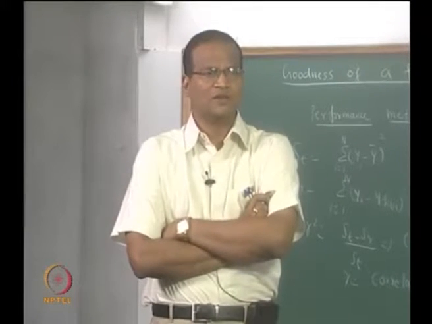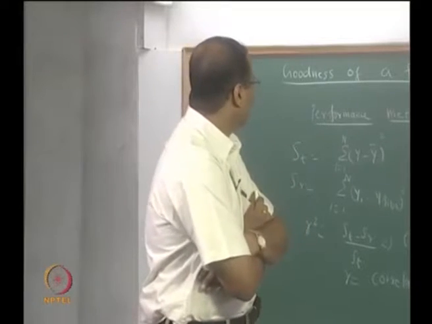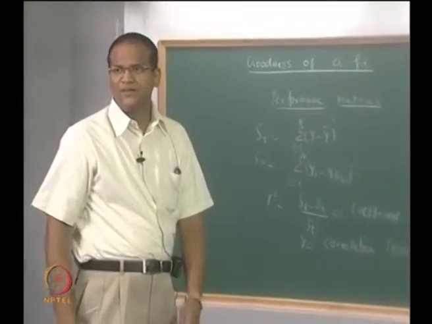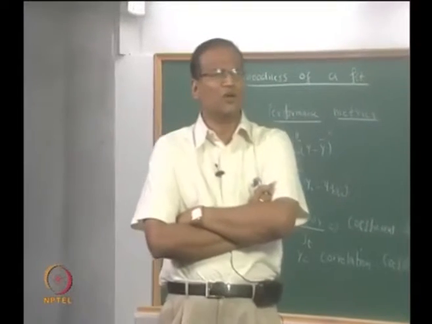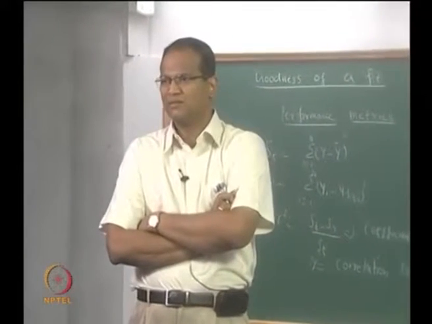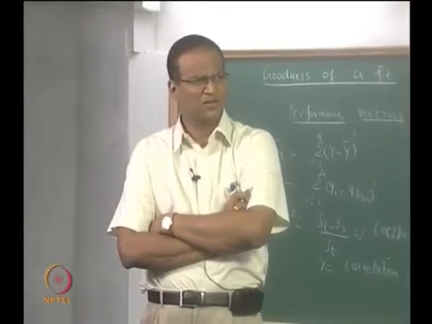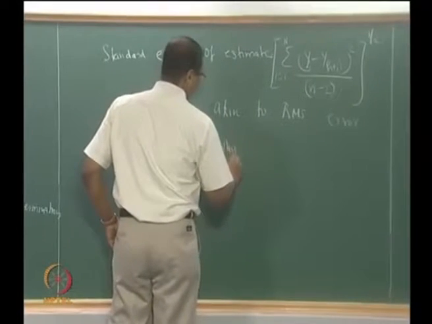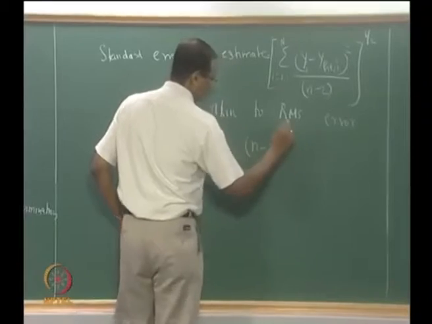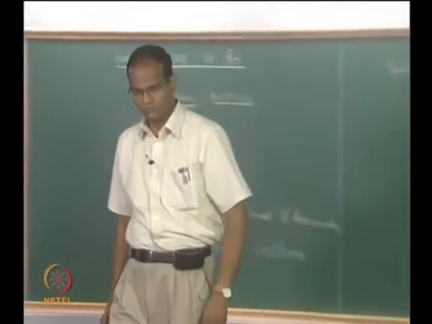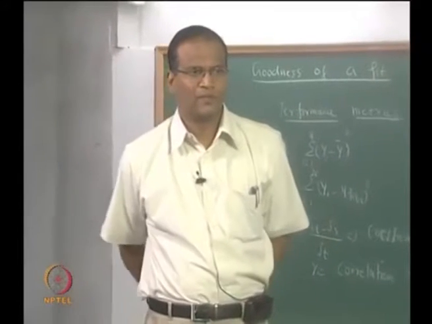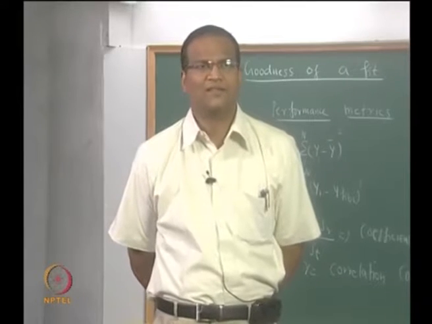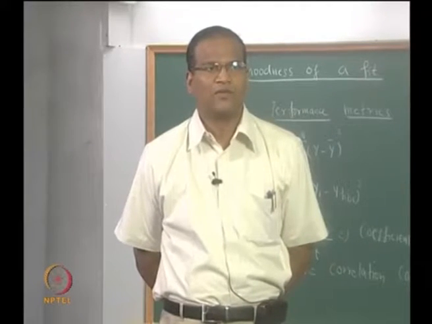So if there are n data points, the numerator is actually SR, but why are we dividing by n minus 2 and not n? What is this n minus 2 doing? Suppose we ask this question, yeah, any guesses?